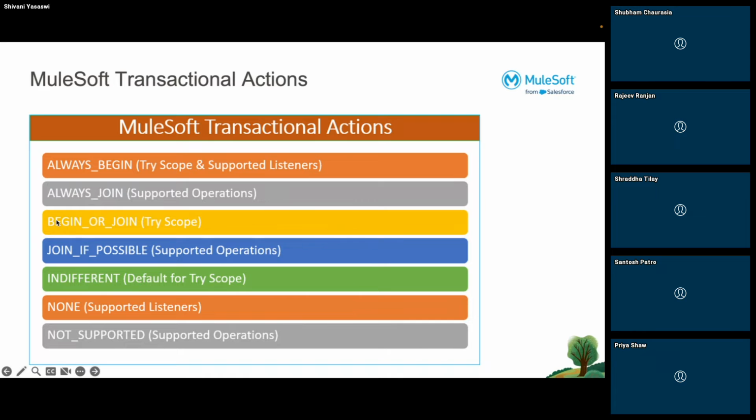Begin or join means that when a message arrives at the component, you can either join that transaction with the existing transaction, or you can begin a new transaction altogether. Okay, so based on the scenario that you are working on, you can accordingly configure your components for various transactional actions. You have a detailed description of these actions in the MuleSoft documentation as well.